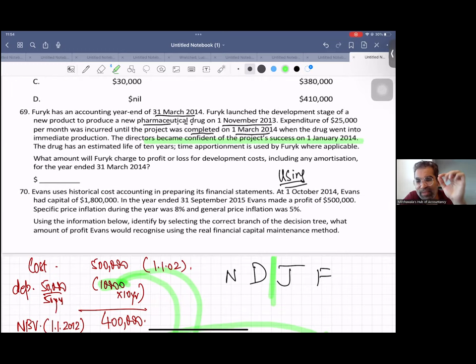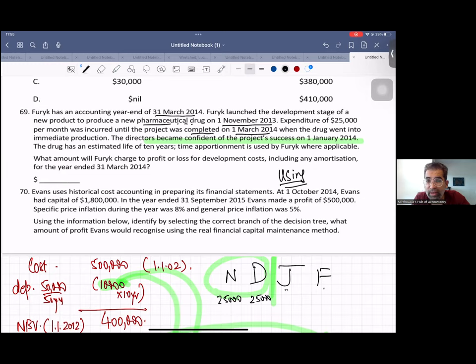So before 1st January, these 2 months, November and December, it will go immediately in P&L. So this 25,000 for November and 25,000 for December will straight away go in P&L, in the profit and loss account.